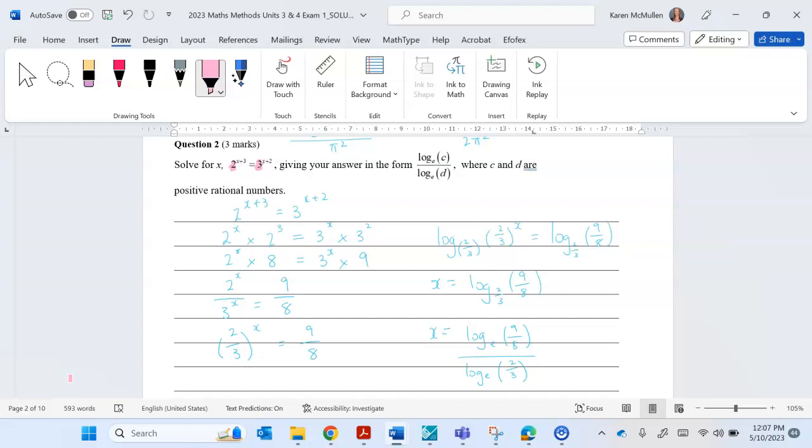So let's say if we had 2 to the power of x plus 3 equals 8 to the power of x plus 2, we can change that 8 to be a base of 2, which would make it so much easier. But this requires you, I guess, to just do a little bit of thinking about your index laws. So 2 to the power of x plus 3, we can actually separate that to become 2 to the power of x times 2 to the power of 3, and 2 to the power of 3 is 8. So that's what I've done on the left hand side. On the right hand side, just separating the base of 3 as well, and then we get the 9.